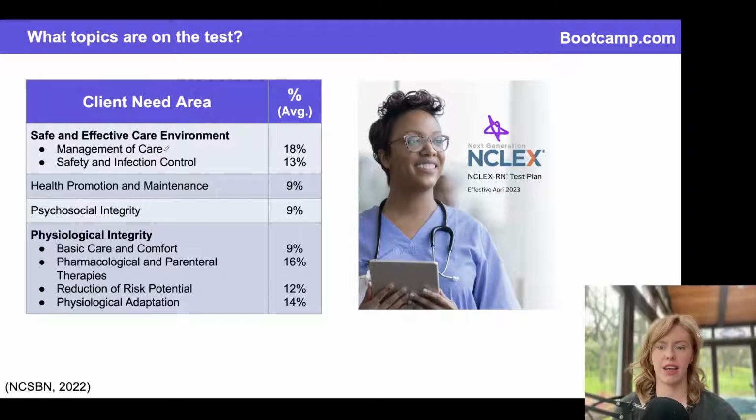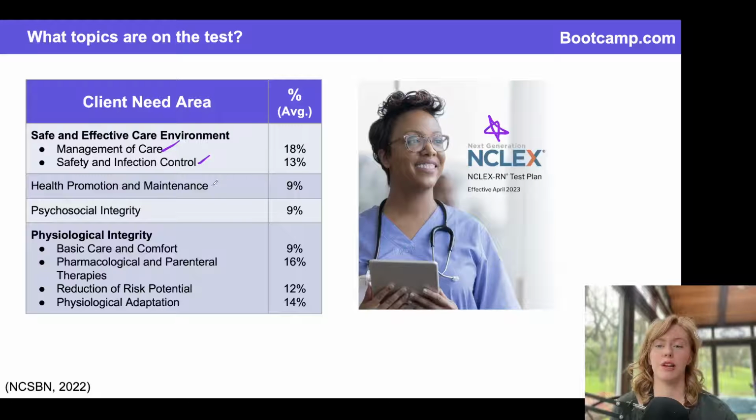So management of care, that's going to be your prioritization, delegation, assignment, but also just making sure that you're able to protect your clients' legal and ethical rights. Then safety and infection control. So obviously our patients are vulnerable to injury, they're vulnerable to getting a healthcare associated infection. And so this is about using the right PPE and safety precautions and making sure that we're keeping them safe.